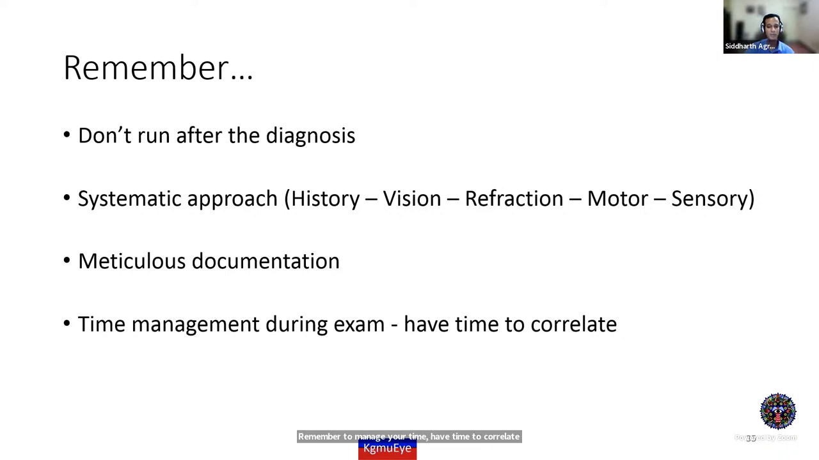Also remember that strabismus is the subspecialty where the entire examination is not possible in a single sitting. The examiners are well aware of it. But you must have in mind what you have performed and what you would like to perform in the next sitting and why you were unable to do it today. Just have this clear in your mind and you are through.